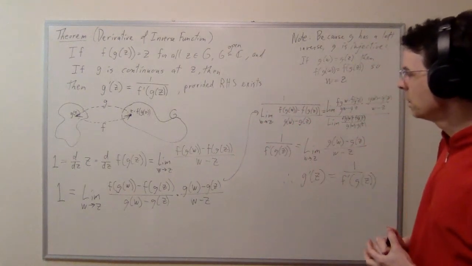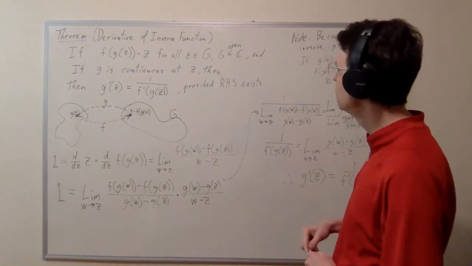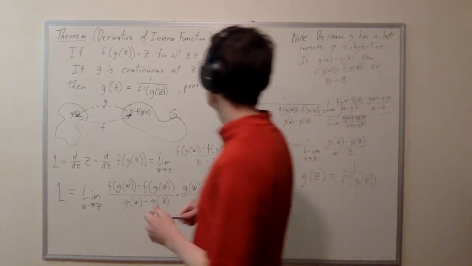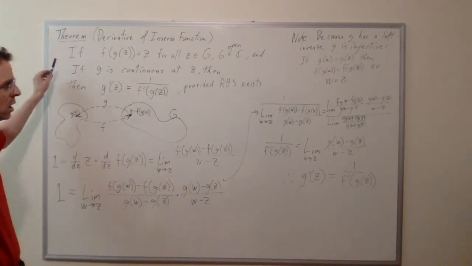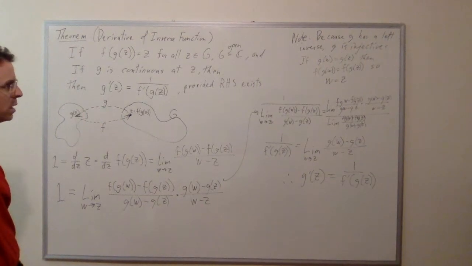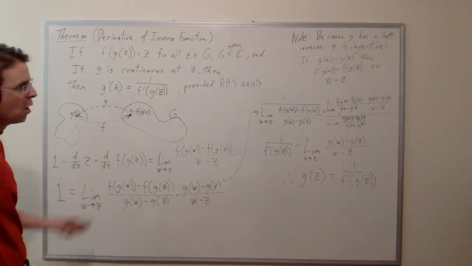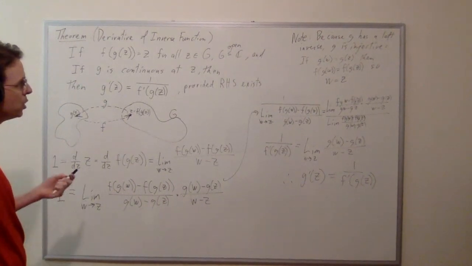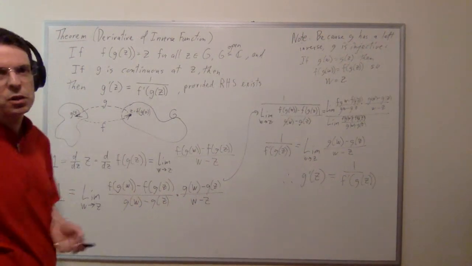Now, let me ask you an important question here, and I'd like you to think on it. We have assumed in this theorem that the function g is continuous at the point z. The important question for you to consider is, where in this proof did we use the fact that g is continuous at z? So think on that, and we'll answer that question in the next video.